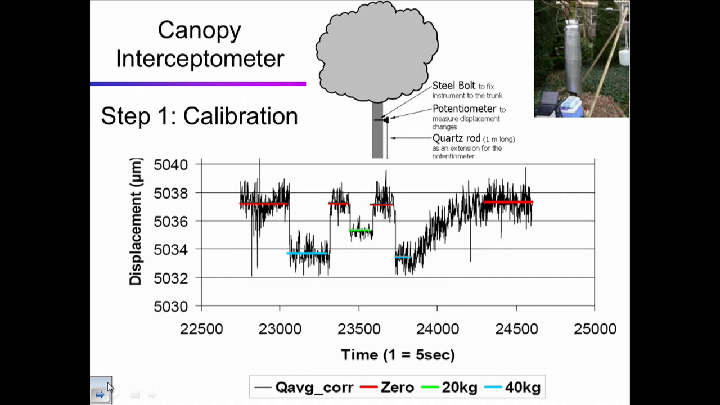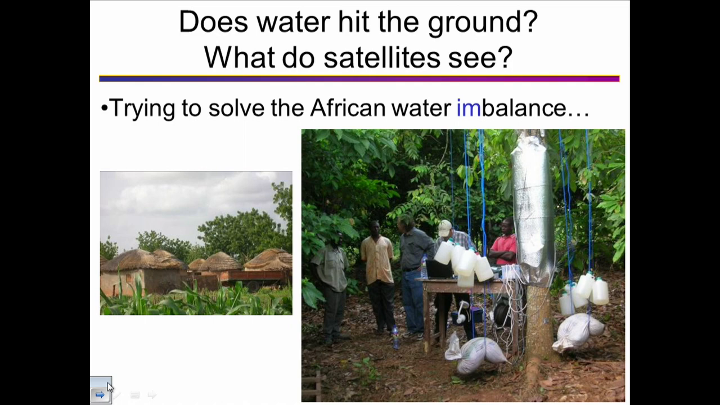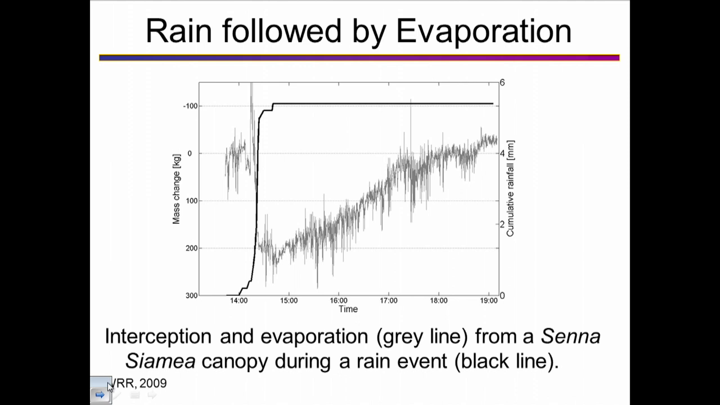Here's our calibration experiment showing displacements in microns, and you can see when we put on 40 kilograms, and then we went back to 0, and then 20 kilograms, back to 0, et cetera, and then slowly ramped it up. So we could accurately detect a 5 kilogram change in mass of this tree, which is pretty fun. And then you can go to Africa, instrument the tree, look at it during a storm event, and see it get loaded up with rain, with mass, and then slowly evaporate off.